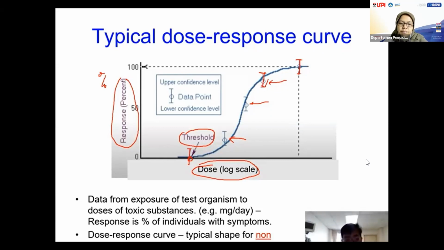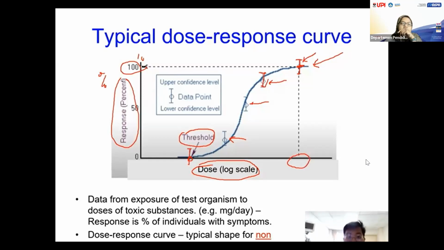Okay, so this is a typical shape, as I mentioned, for a non-carcinogenic toxicant, which means any chemical that is not carcinogenic. We can use this curve to describe the dose response curve. You have 100 here, which means 100% suffers. This is the area where the maximum effect has been hit. At this dose, if anyone is exposed to the chemical, 100% will die. That's the meaning of this.